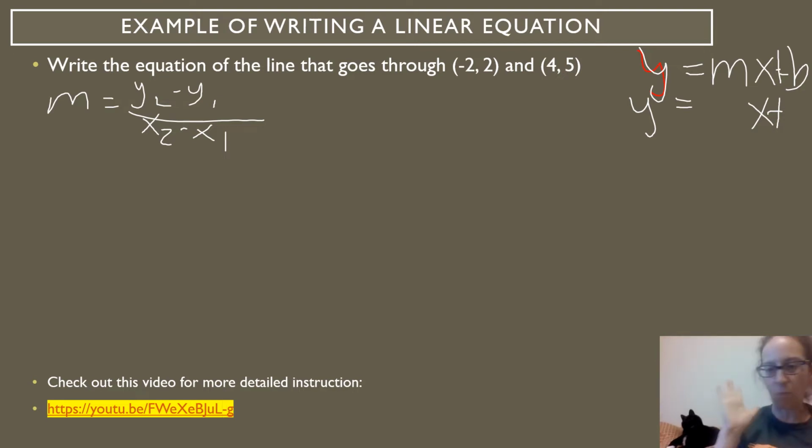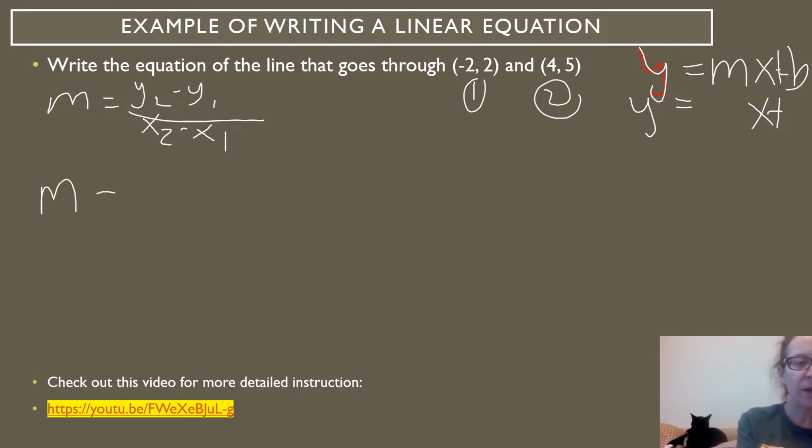So once you pick this is point 1 and this is point 2, you are locked into that choice. So with experience, you can sometimes look at the points and say, I'm going to pick them this way because I can see ahead how this is going to work out. It doesn't really matter. So I guess we'll just go with 1 and 2. Okay, so here we go. Y2 is 5. Y1 is 2. X2 is 4. And then X1 is -2.